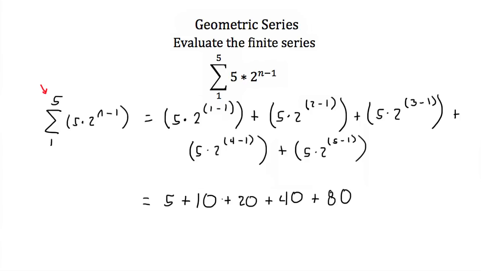So those are all 5 of my terms. 5 plus 10 is 15, plus 20 is 35, plus 40 is 75. 75 plus 80 is 155. And that would be your solution. So that's how you evaluate a finite geometric series that's written in summation notation.